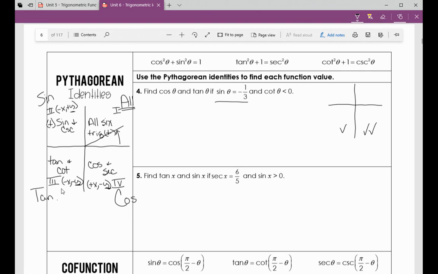All right, so the first thing I'm going to do to find cosine is I'm going to use the Pythagorean identity that relates sine and cosine directly to each other. And then the second thing I'm going to do is go back to one of my other identities, since I do have to find tangent, which says that tangent is equivalent to sine over cosine. So I have a lot of work that I have to do.